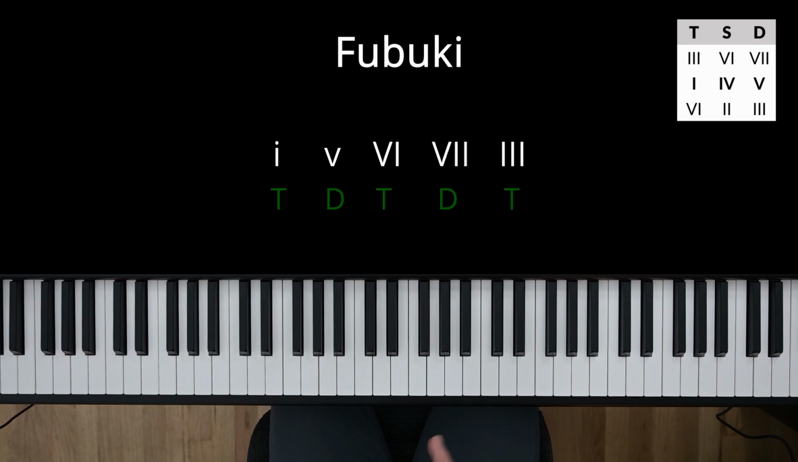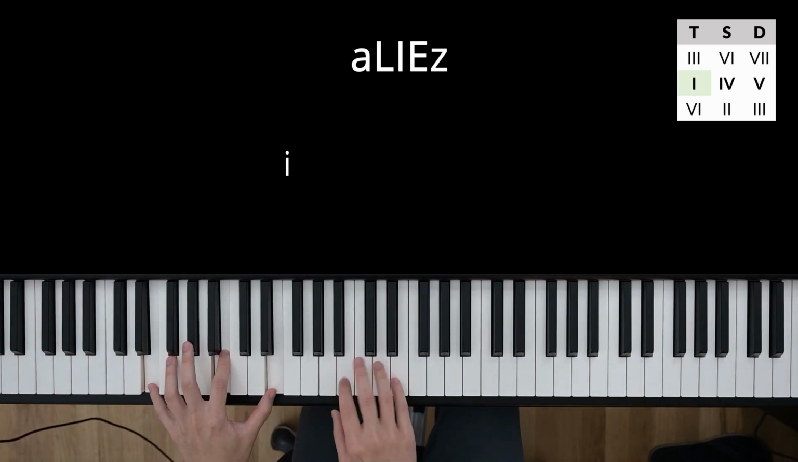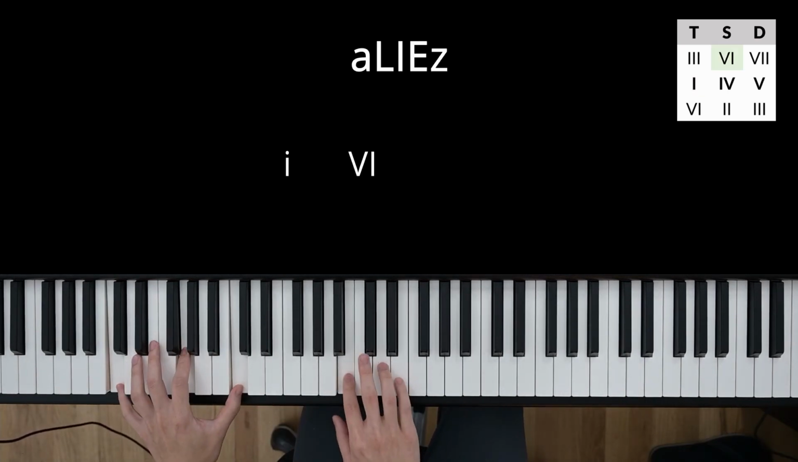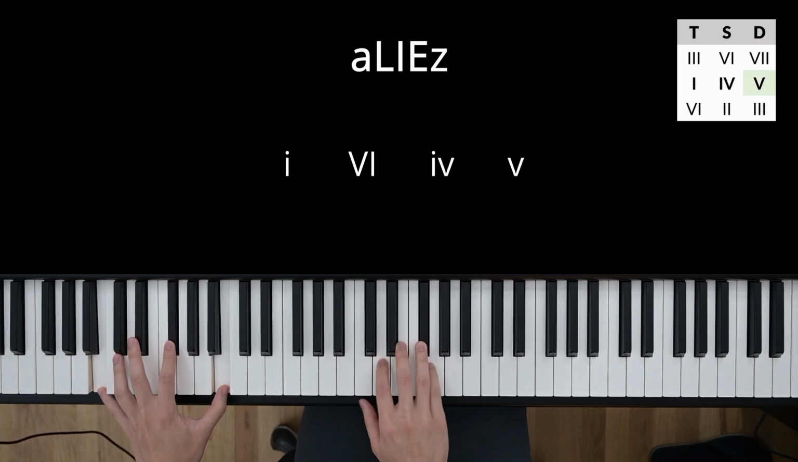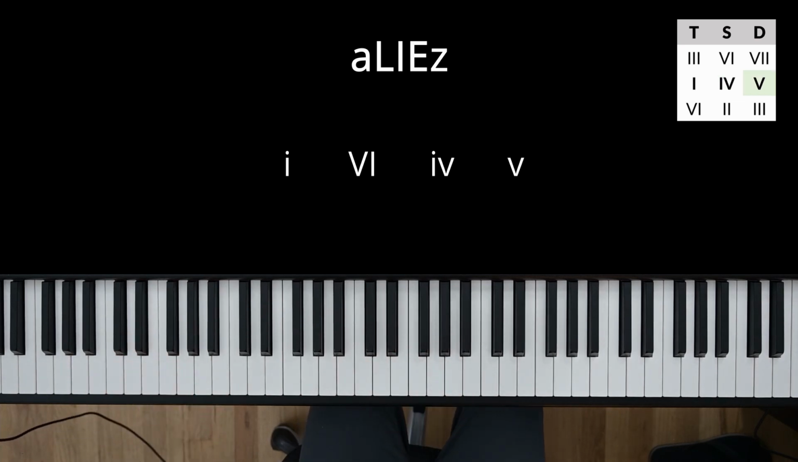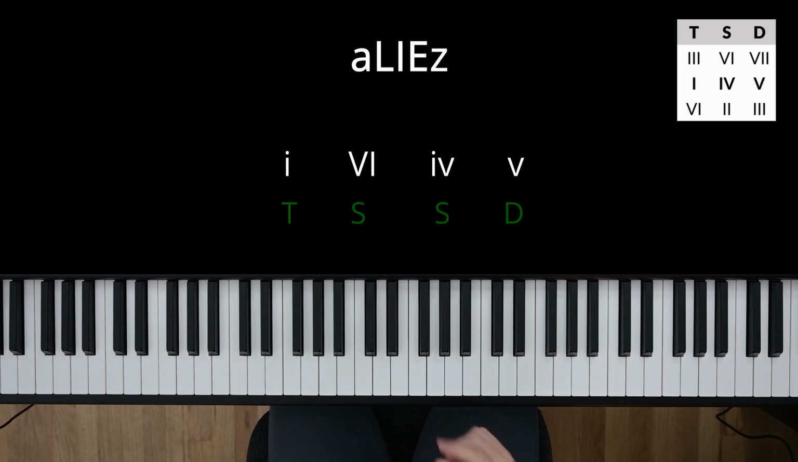This song goes TDTDT. So your procedure seems to work. Just pick chords from each column in order, but the S column is optional. Now you come across this song. This seems to be TSSD. Does this mean that we can pick more than one chord from the same column?